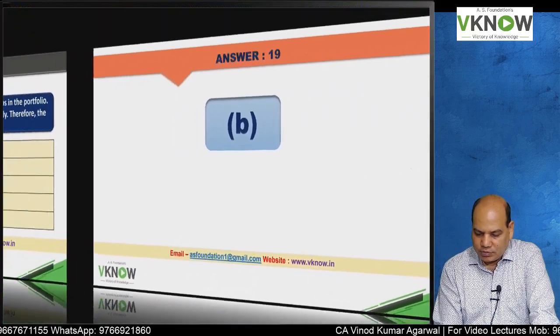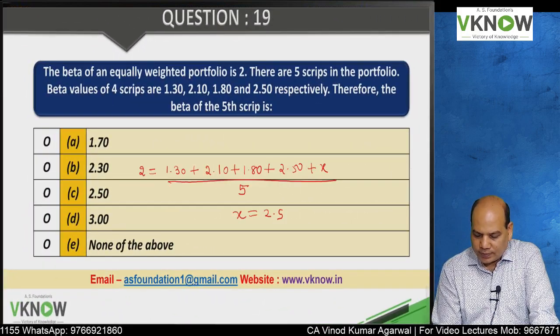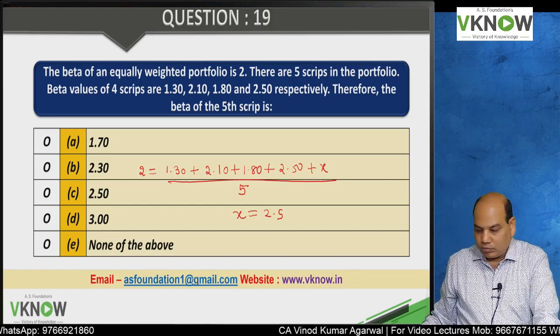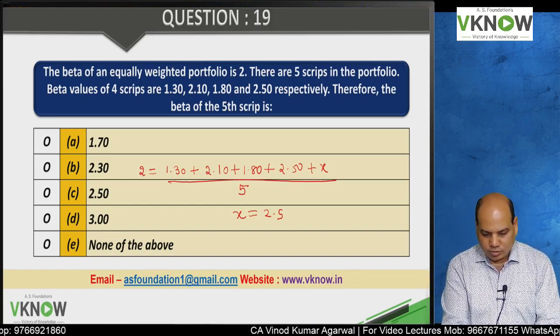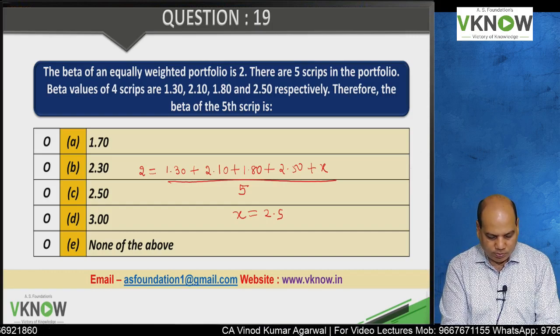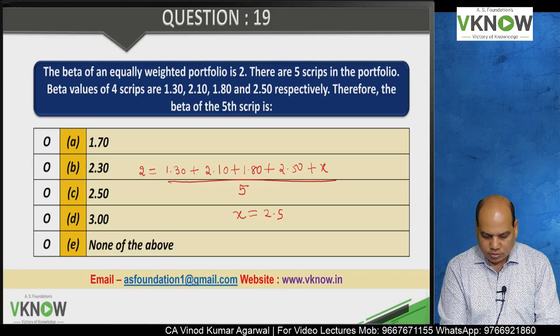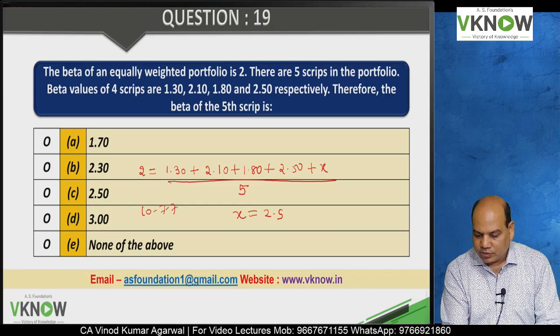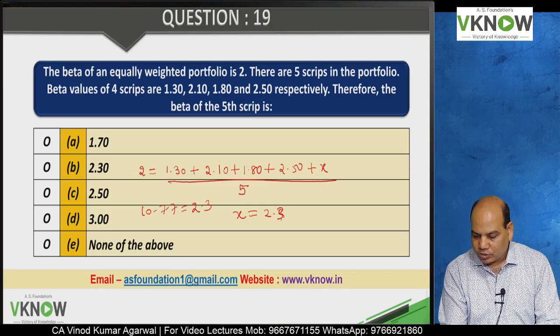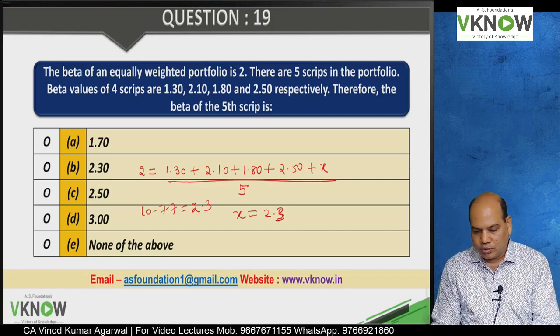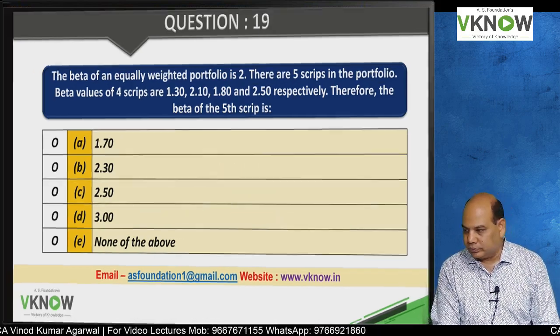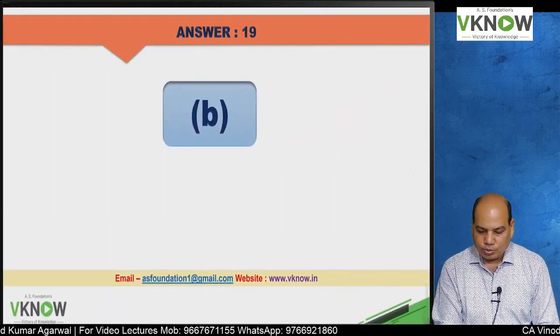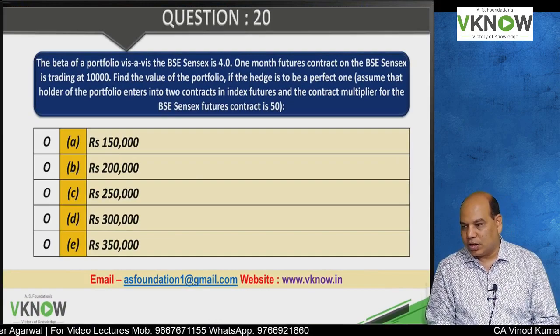Let me check. Okay, wait. Answer is 2.3. Bring your calculator first. 1.3 plus 2.10 plus 1.8 plus 2.5, that is 7.7. 10 minus 7.7 is 2.3. So the correct answer was 2.3. You were right, 2.3 was right mathematically. You have got it.